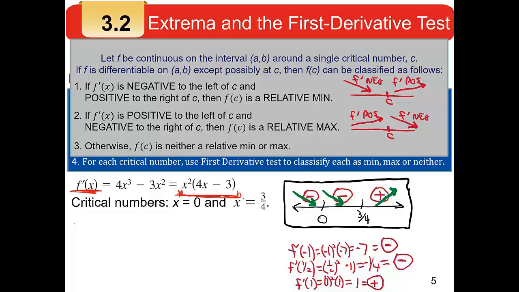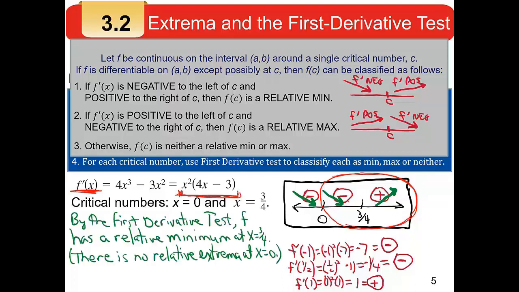And if you look back at that behavior, remember that you get a sign of a relative minimum when you get this down, up. Down on the left, up on the right. That's the signature of a minimum. So we know that we found a minimum at 3/4. But there isn't one at 0 because it doesn't go down, up, or up, down. It goes down, down, or up, up, which tells us that there is no relative extrema there. There's no relative max, there's no relative min.